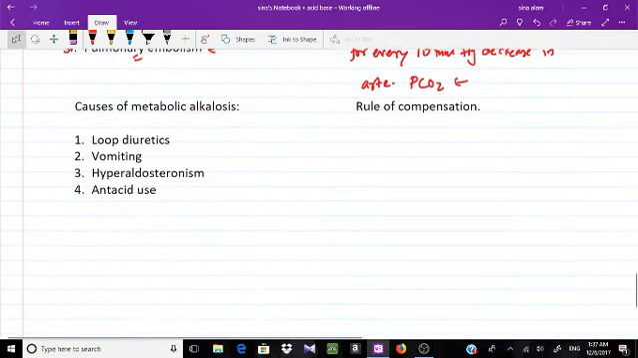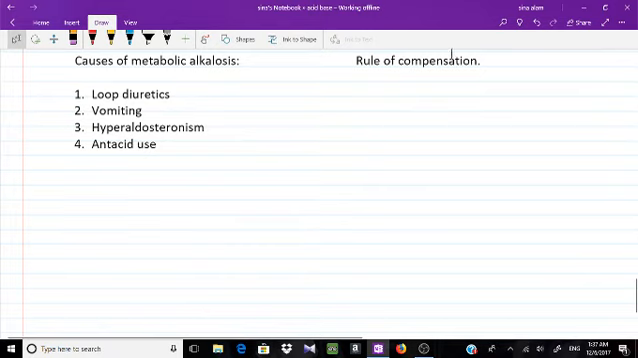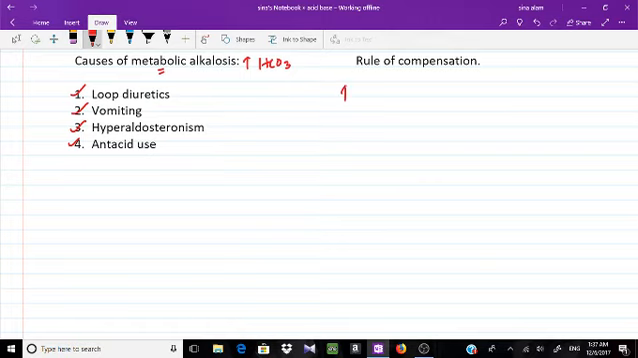Okay, so this is the rule of compensation. And again, if you break the rule, there may be a mixed disease. Now, here's the cause of metabolic alkalosis. It can be loop diuretics, it can be vomiting, it can be hyperaldosteronism, it can be antacid use. So now, the rule of compensation. Before going to the cause again, when you have metabolic alkalosis, there is increase in HCO3, right? There is increase in HCO3, and the compensation should be an increase in arterial PCO2.